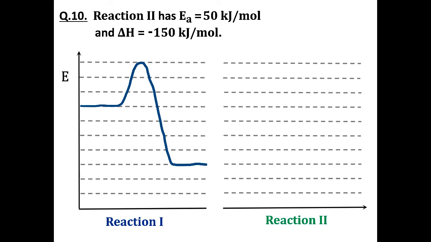Okay, now here is a second reaction. And for comparison, we have the first reaction's energy profile shown, on the same scale, and let's use the same starting point as well. Reaction 2 has E sub A of 50 kilojoules per mole, and delta H for the reaction is negative 150 kilojoules per mole. See if you can draw the energy profile for that, and then we'll answer a couple questions.